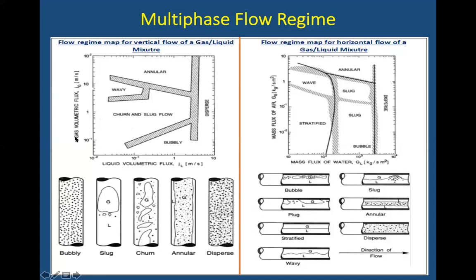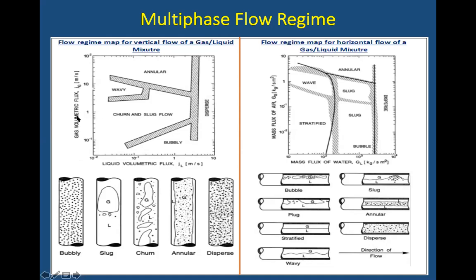what you'll see, this is the gas volumetric flux and this is the liquid volumetric flux. In liquid volumetric flux, if you have bubble flow, then your liquid volumetric flux will be high, but gas volumetric flux is low. If you have churn or slug flow, one type, both are the same, you will see that both are almost high.